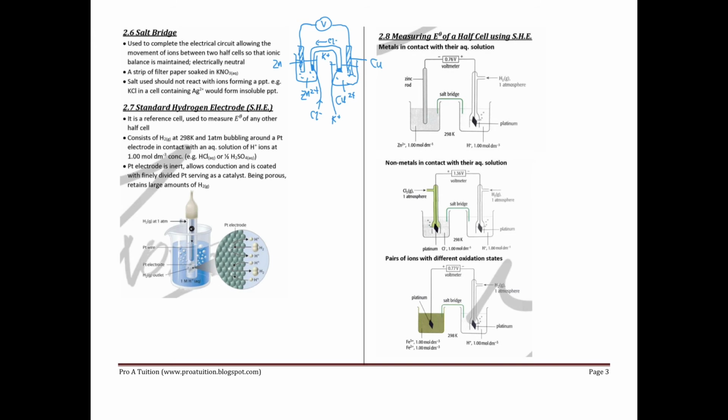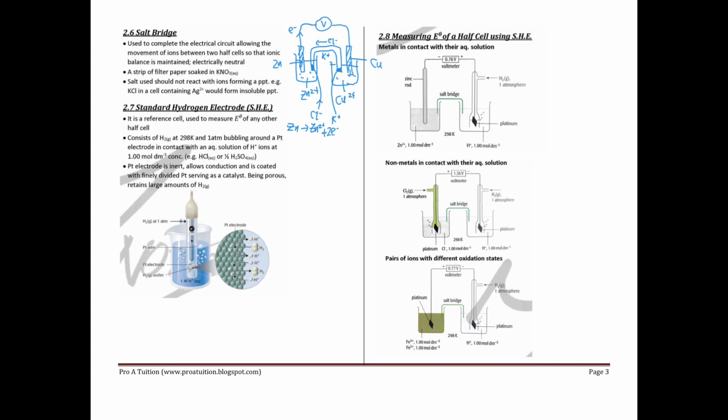The reaction on the left is zinc becomes zinc 2 plus plus 2 electrons. That is the equation on the left. We already discussed that. And the electron goes away through the external circuit. So as you can see, they go from left to right. So the electron moves in that way.